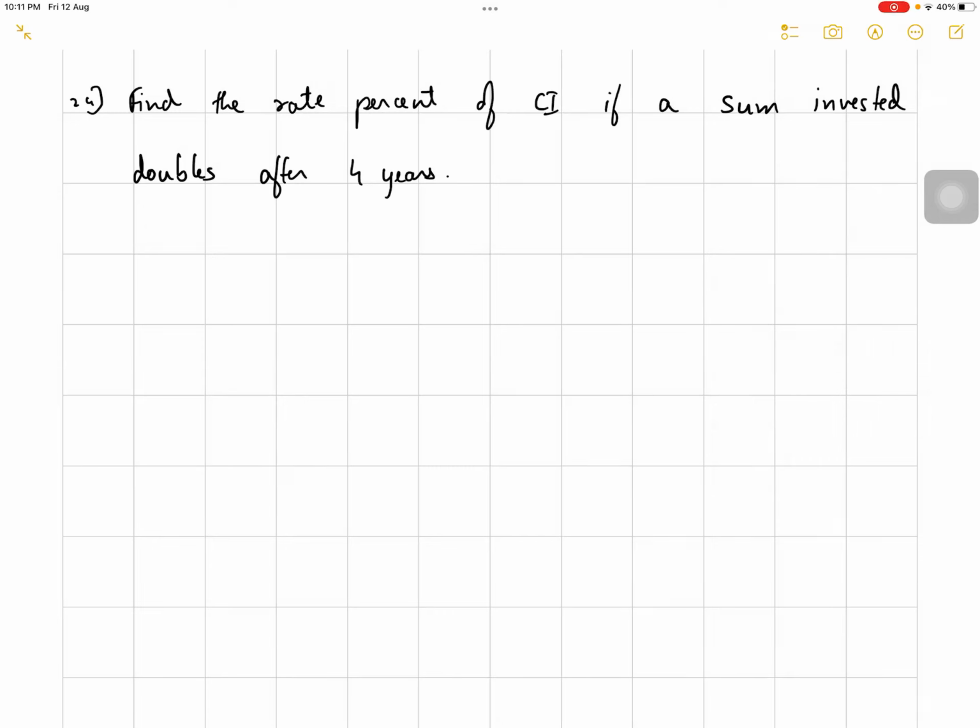Hello students, let's solve few more problems of compound interest. Find the rate percent of compound interest if a sum invested doubles after 4 years.